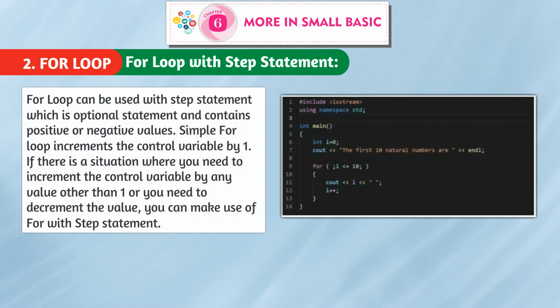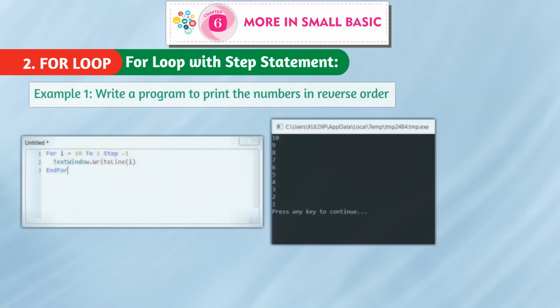For loop can be used with step statement, which is an optional statement and contains positive or negative values. Simple for loop increments the control variable by 1. If there is a situation where you need to increment the control variable by any value other than 1, or you need to decrement the value, you can make use of for with step statement.